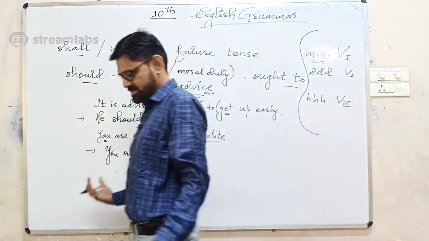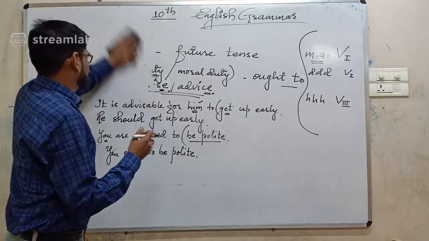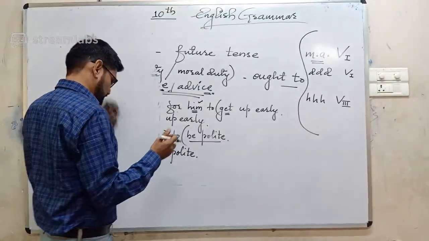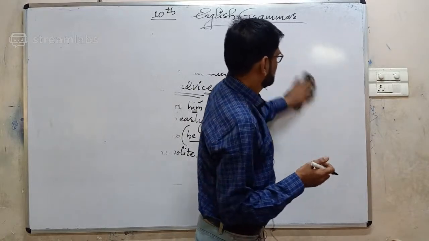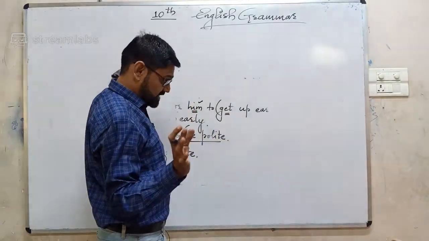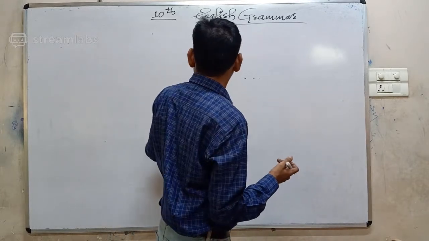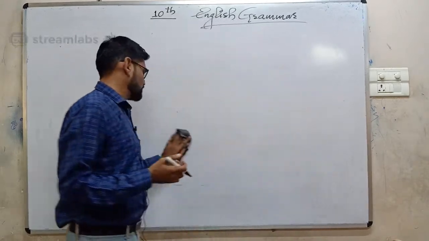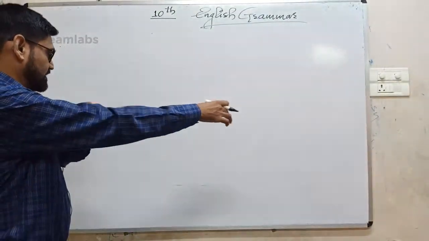Okay, let us see some more modal auxiliaries. Be fast for noting. You can't be slow. Although it will be revised at the end, but still, you should be fast enough to write.